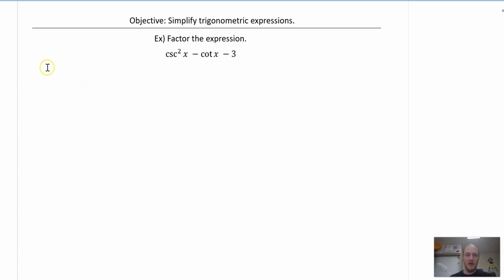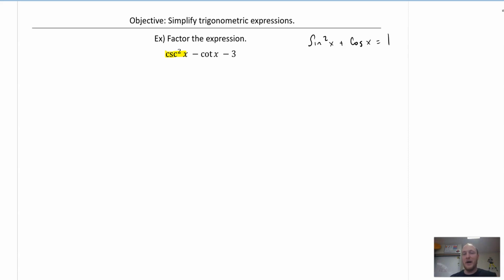Well, you can utilize your Pythagorean identities. Remember, your Pythagorean identities come from sine squared plus cosine squared equal to 1. What we're going to do is substitute out cosecant squared of x. So how do the Pythagorean identities tie in?